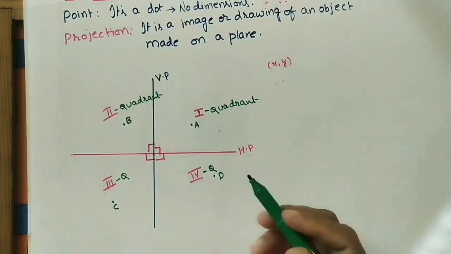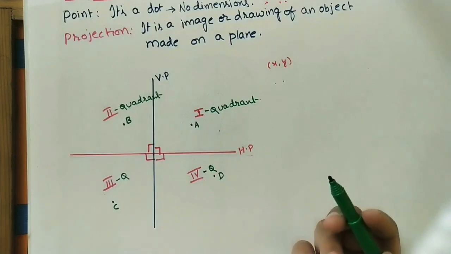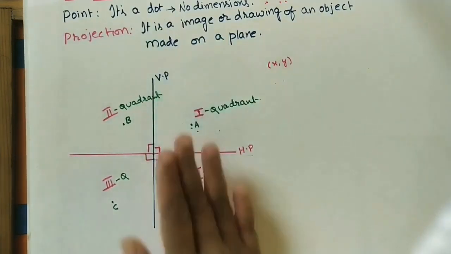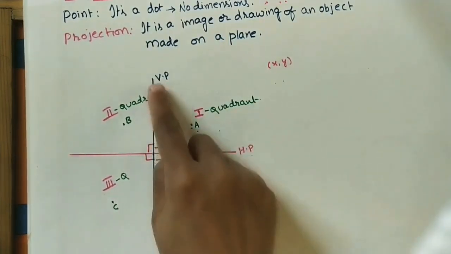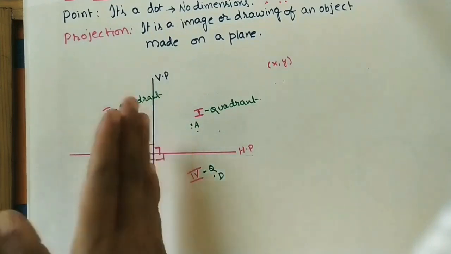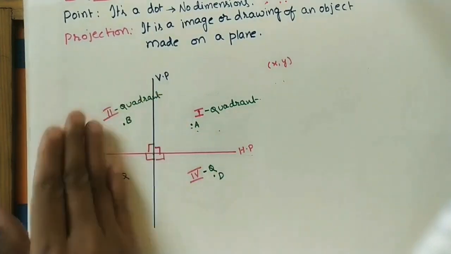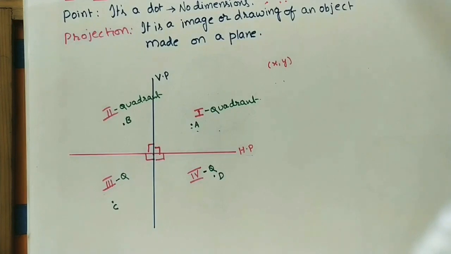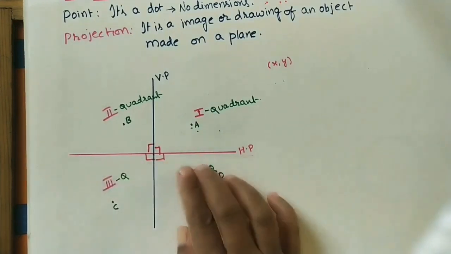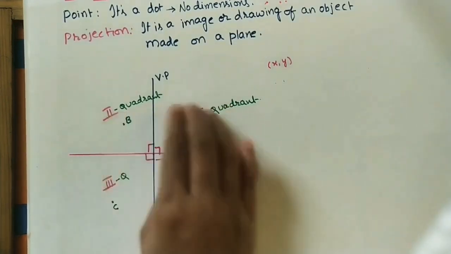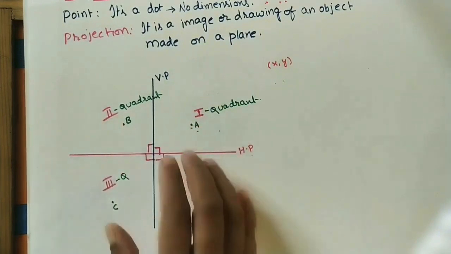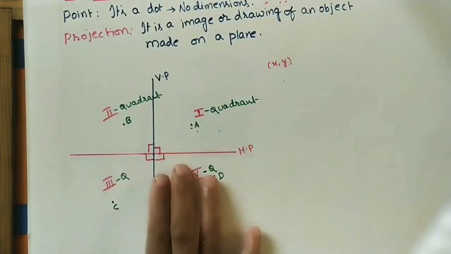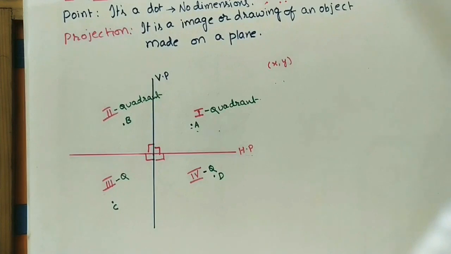Let us take the position of the given point. Whatever points are coming this side, those are in front of VP. Whatever points come this side, those are behind VP. Similarly, this is the horizontal plane. Whatever points are coming above this plane, those are above HP. Whatever points come below the horizontal plane, we say those are below HP.